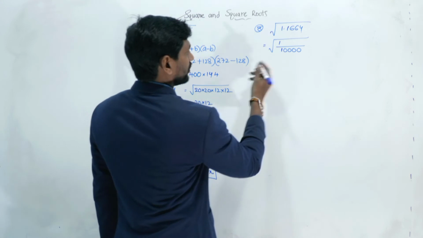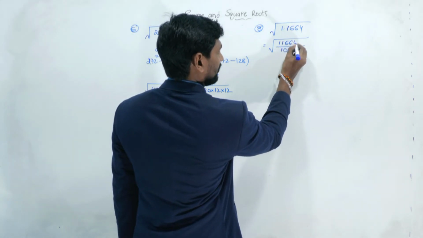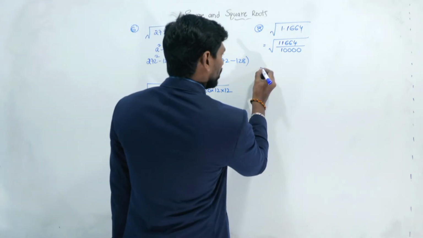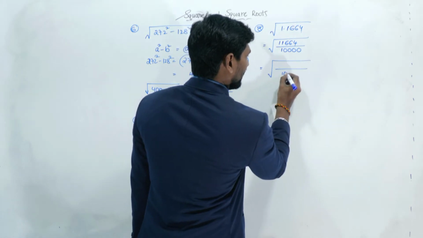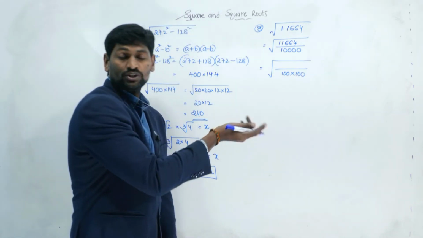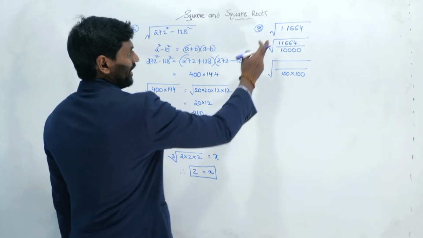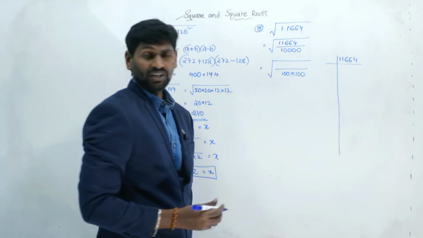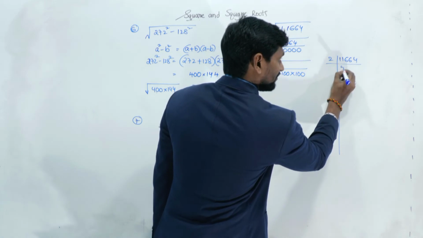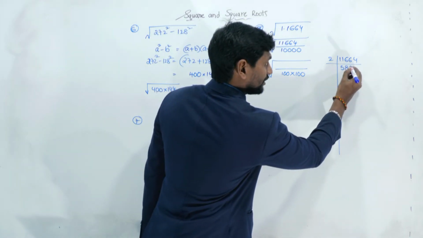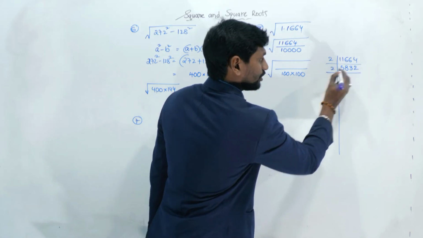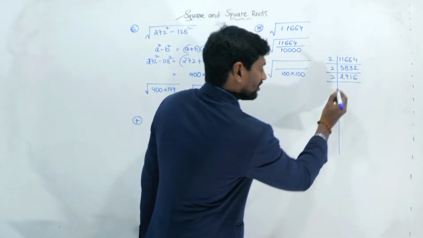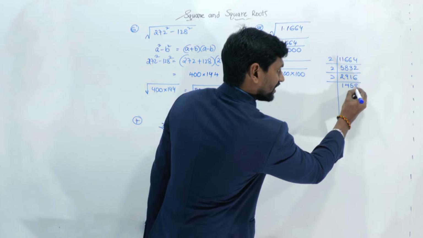Now remove the decimal. The numbers are 11664. The denominator I can write as 100 into 100. From these two hundreds, 100 will come without the root. Now for 11664, let us find the prime factors. I am taking the 2 table. 2 5s are 10, 2 8s are 16, 2 3s are 6. Again the 2 table, again the 2 table, 2 4s are 8, 2 5s are 10, and 8 times.